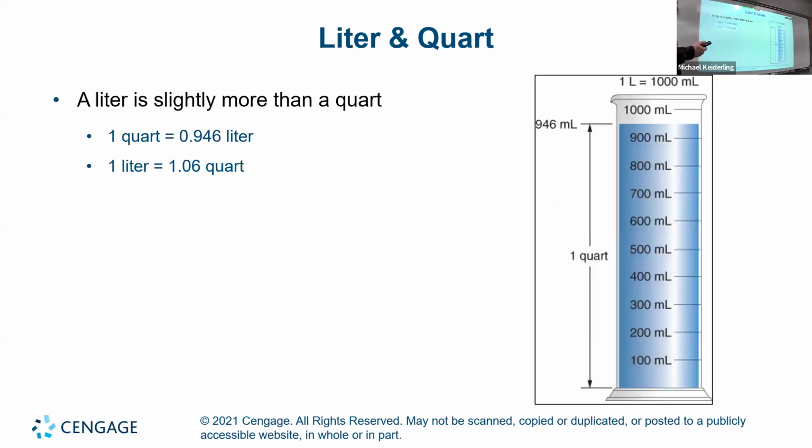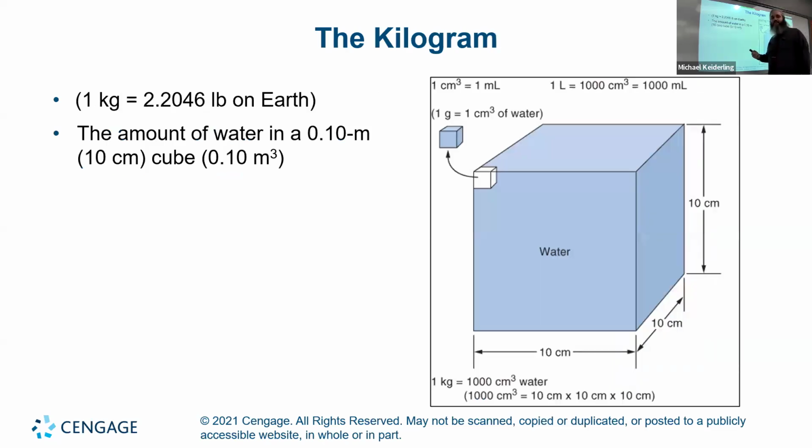A liter is a little bit more than a quart. You're almost certainly familiar with quantity of liters because we sell stuff in liters. You probably bought a 2-liter bottle of soda, or at least seen one. A 1 liter is 1.06 quarts, so 1 quart is 0.946 liters. And a kilogram is the mass of 1 liter of water. So 1 liter of water, the amount of water in a 0.1 meter cube, has a mass of 1 kilogram.